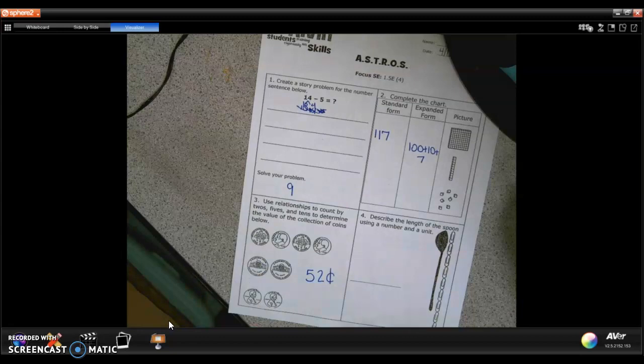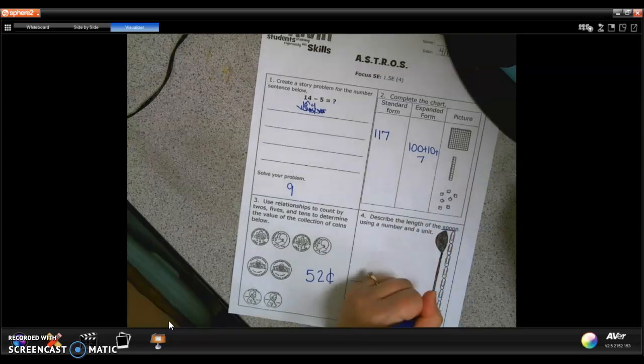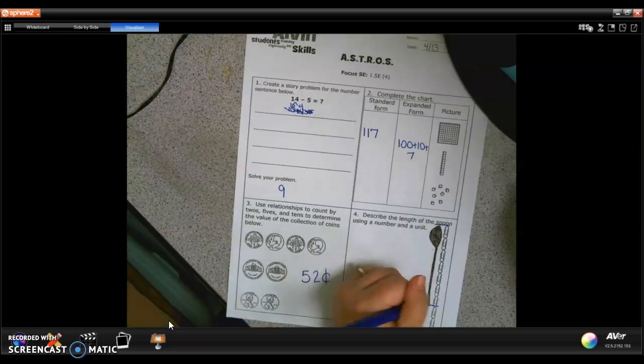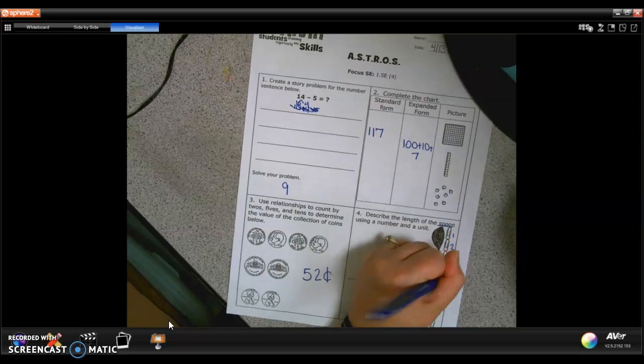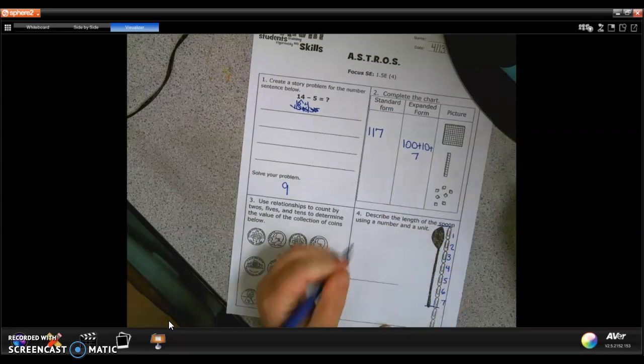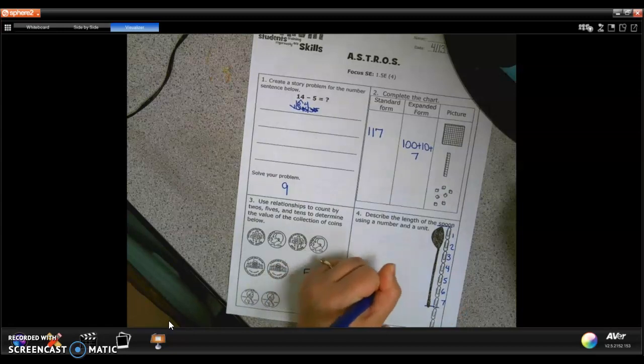Describe the length of the spoon using a number and unit. Okay. So first thing I'm going to do is draw it to make sure I'm cutting off the right number of paper clips. 1, 2, 3, 4, 5, 6, 7. So I know the spoon is 7 paper clips long.